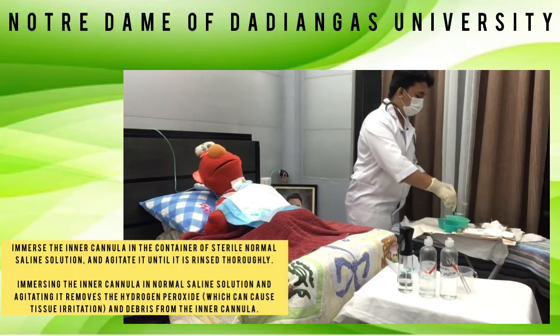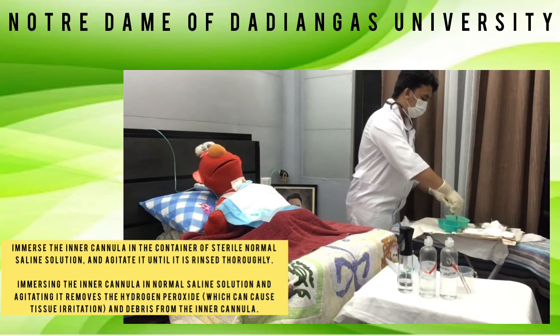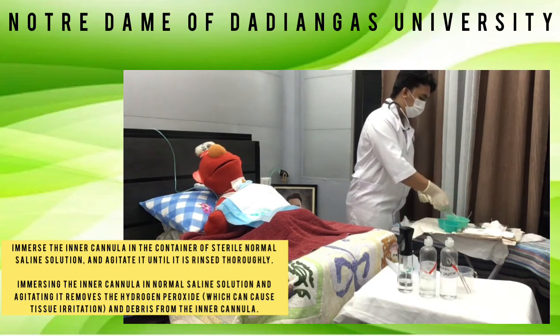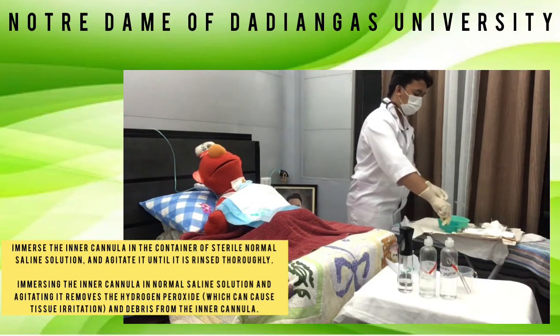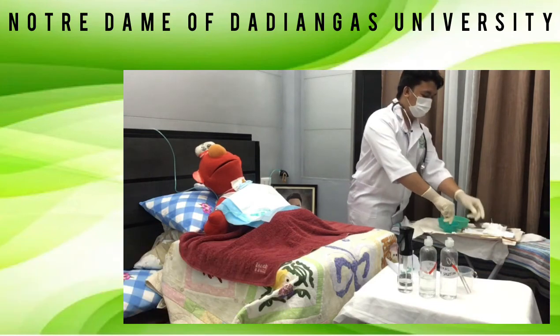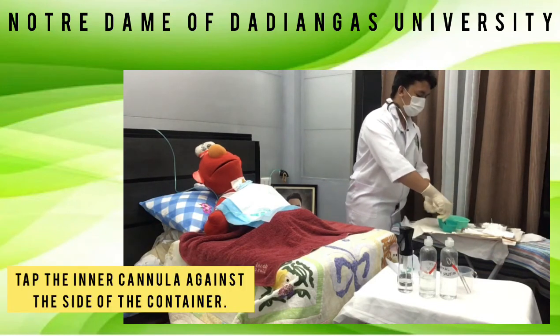Immerse the inner cannula in the container of sterile normal saline solution and agitate it until it is rinsed thoroughly. Immersing the inner cannula in normal saline solution and agitating it removes the hydrogen peroxide and debris from the inner cannula. Tap the inner cannula against the side of the container.